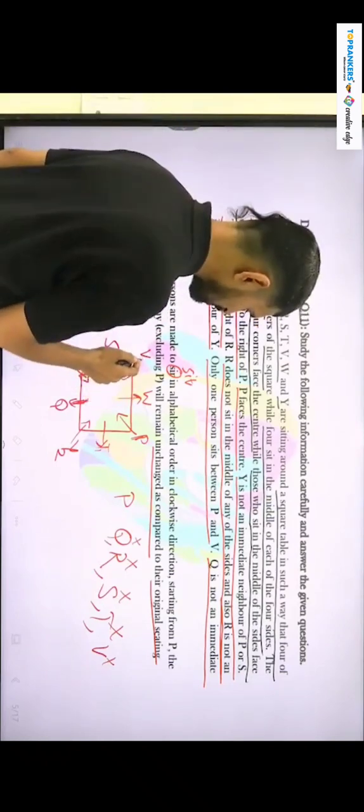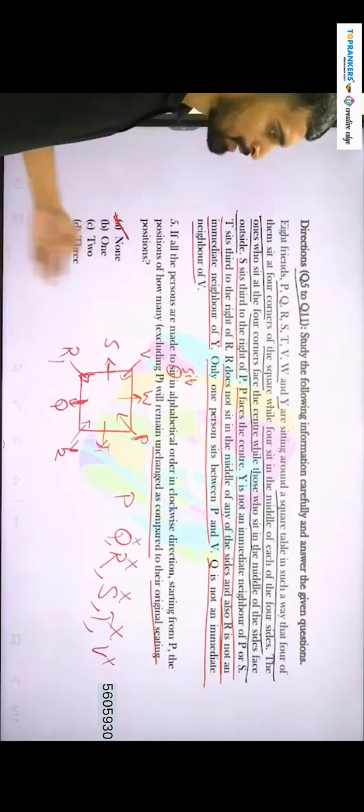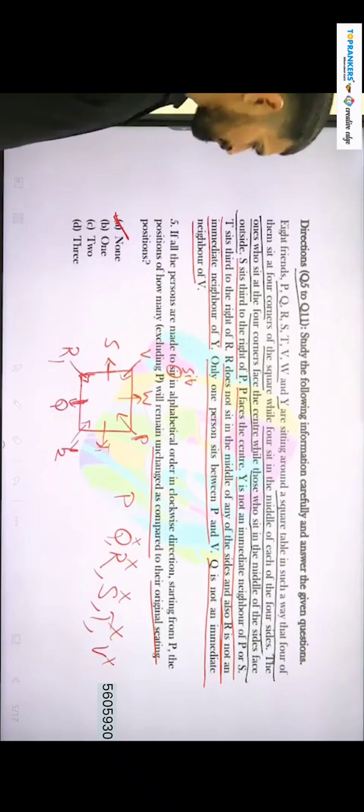W, again not at its place. Y, again not at its place. So answer should be none. Other than P, कोई भी अपनी करेक्ट पोजीशन पर नहीं है. सबके पोजीशन चेंज हो जाएंगे. Fine. So let's look at next question.